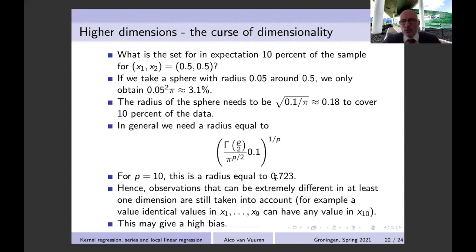And that means, of course, that we most likely are going to have a very high bias. The reason behind that is that now we are going to allow observations that are, at least with respect to one particular characteristic, completely different. They're still going to be allowed to be in our estimation method. So this is going to give us a very high bias.